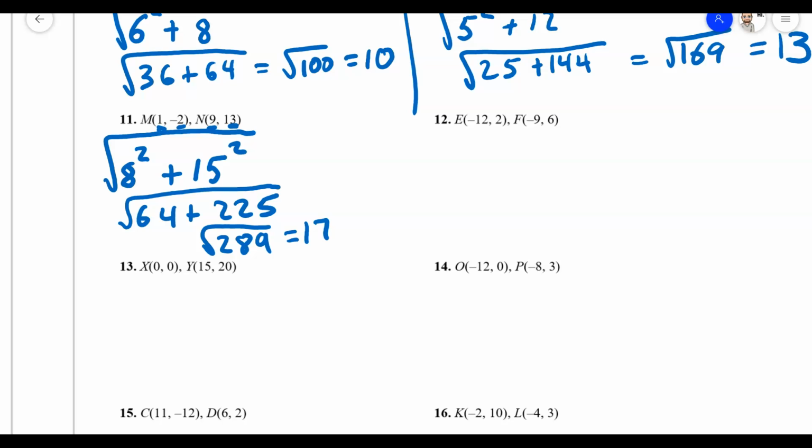Okay, let's do one more together. From negative 12 to negative 9, how far would that be? Don't get tricked by the negatives. It's only a distance of 3, right? You're moving from negative 12 to the right to negative 9. That's only a distance of 3, so we have 3 squared.